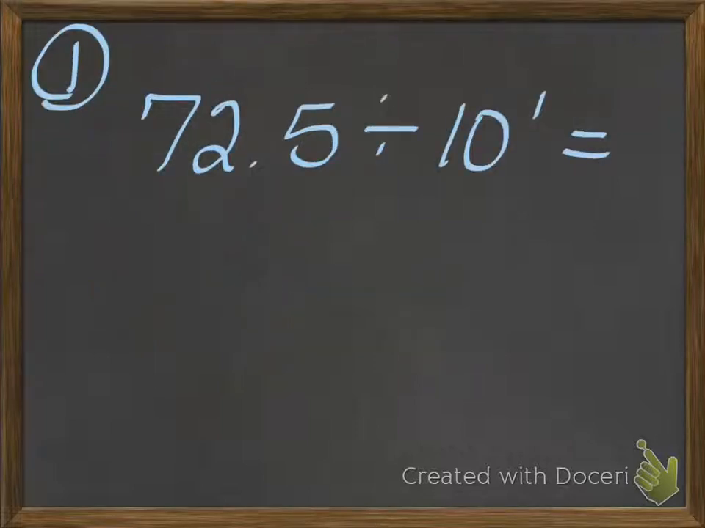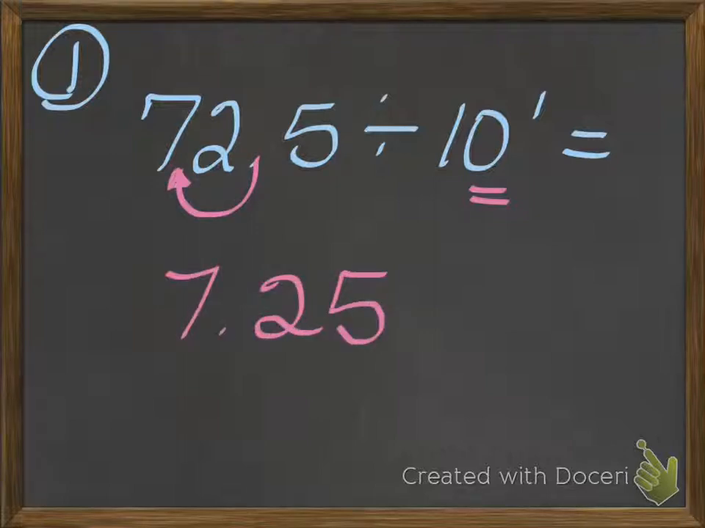Number 1, 72.5 divided by 10 to the first power. Okay, you should have moved that decimal point over 1 place because there's 1 zero. So move it over 1 place, and your answer would be 7.25.